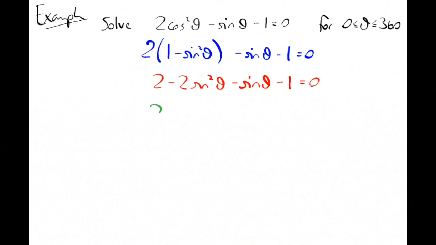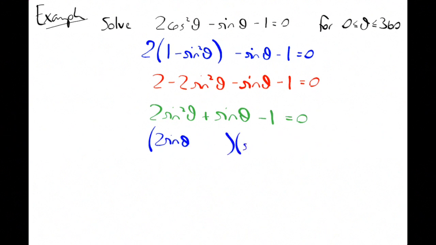I'm going to move everything to the other side just to make everything positive. Times through by minus 1 if you want. 2 sine squared theta plus sine theta minus 1 equals 0. Now that's something that I can factorise. To get my 2 sine squared theta, I'm going to have a 2 sine theta and a sine theta. To get my minus 1, they both have to be 1. One has to be a plus, one has to be a minus. I'm going to make the 2 sine times the 1 the positive one, and then the other one has to be the negative one. That gives me two sets of answers. Sine theta equals a half, or sine theta equals minus 1.